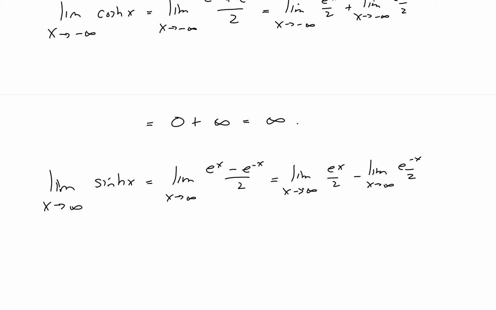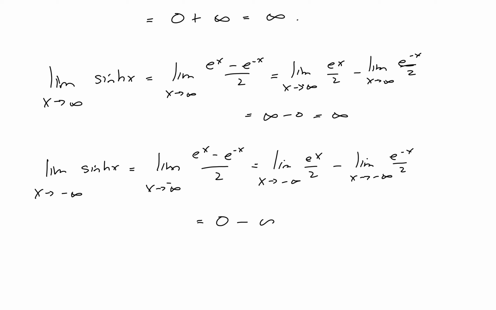And finally, the last one is the limit as x goes to negative infinity of hyperbolic sine. And again, we just break this up into two pieces. And so this goes to 0 minus infinity, which is minus infinity, which is exactly what our graph showed us. But that shows it algebraically as well.